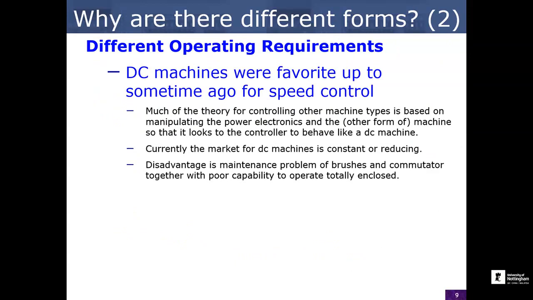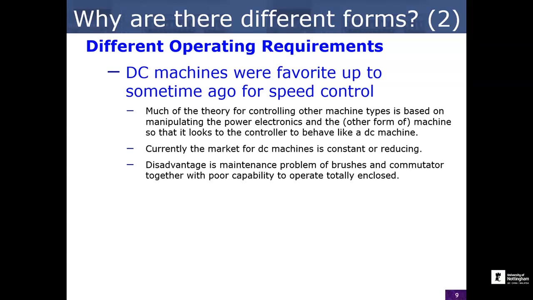We also have different operating requirements. So I talked briefly about the advance of modern power electronics. DC machines used to be a big deal and a favourite up until about 30, 40 years ago, basically because we didn't have modern power electronics, we didn't have good ways to control AC machines. So they were good at doing simple tasks, but we couldn't really control them. And this was a real limiter for holding back machines and machine applications. But with modern power electronics, we have kind of taken over this role.